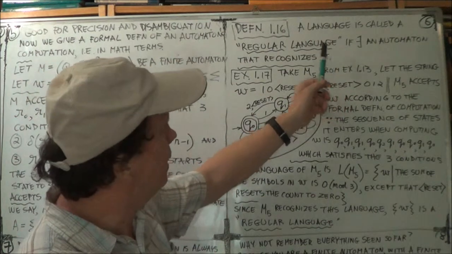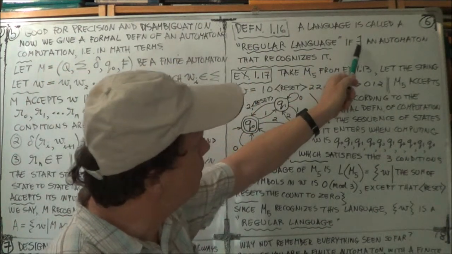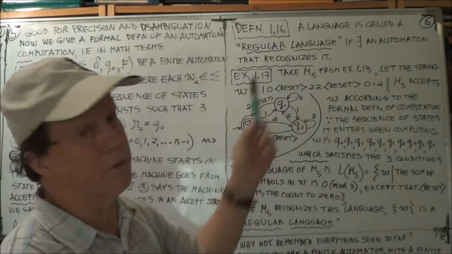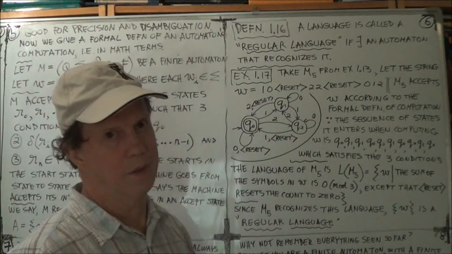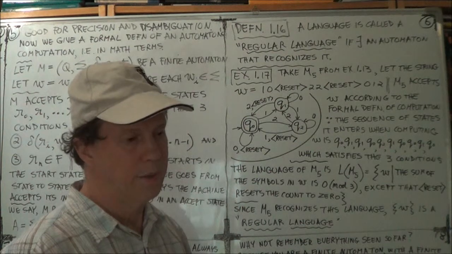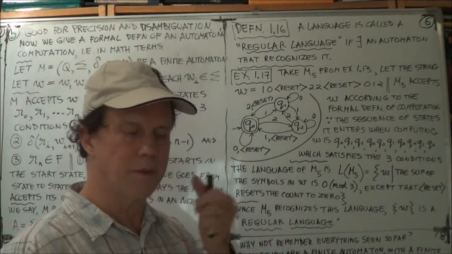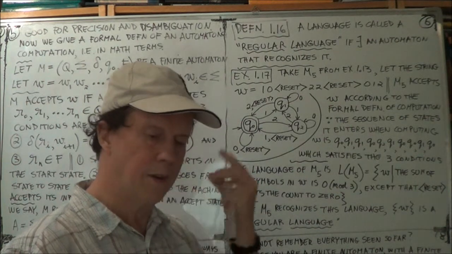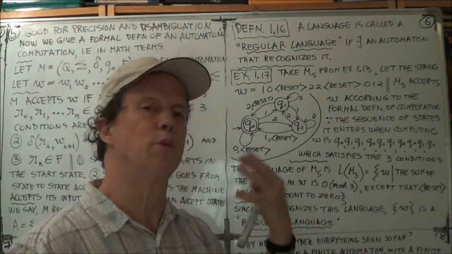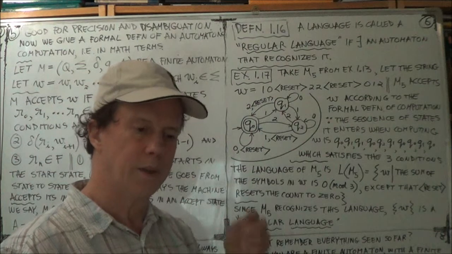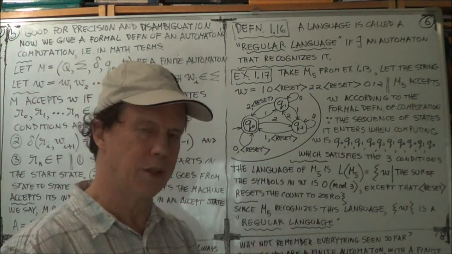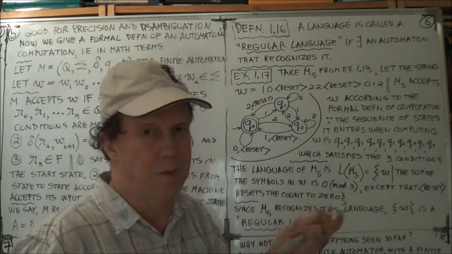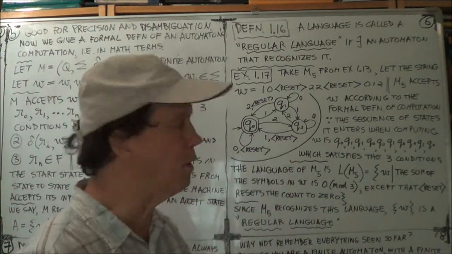Well, a language is said to be regular if there is, the mathematical symbol, there is an automaton that recognizes it. Okay? So reword that: if there's some machine, some automaton, M, that recognizes the language, it is said to be regular. That's all it is. Okay? You need to memorize that.